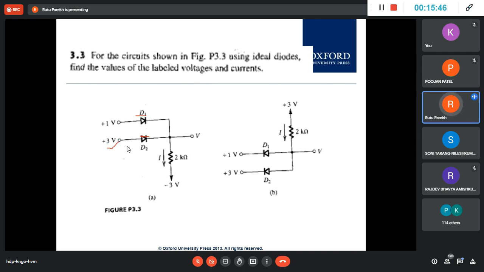But now this is +3 volt and this is +1 volt. So which voltage will appear is the question. Okay, 1 volt is right, I'm saying, but then what about +3 volt? So what do you think? 1 volt will appear or +3 volt will appear?